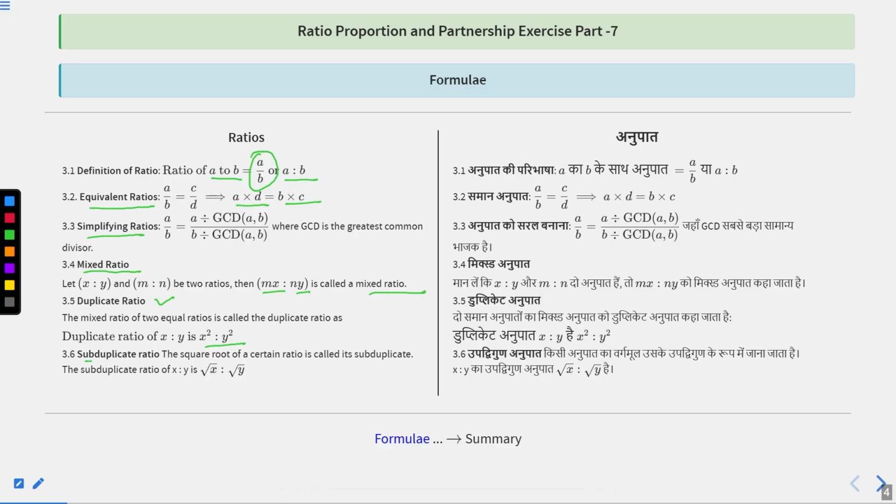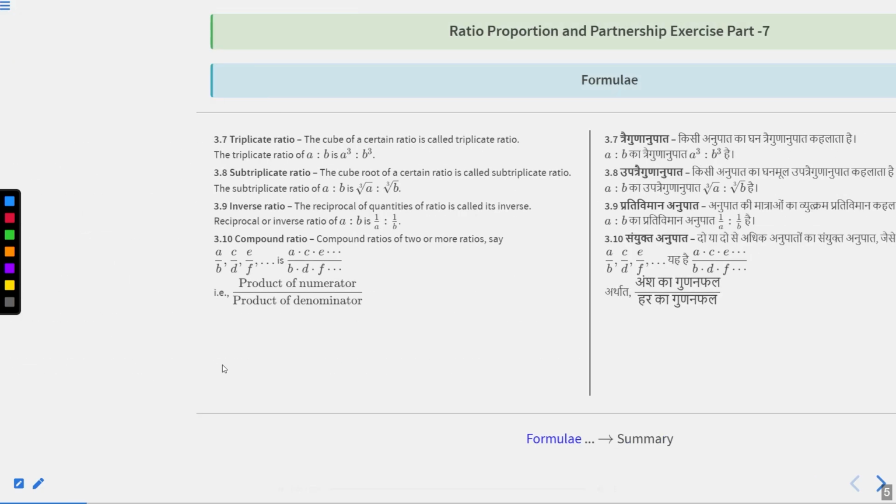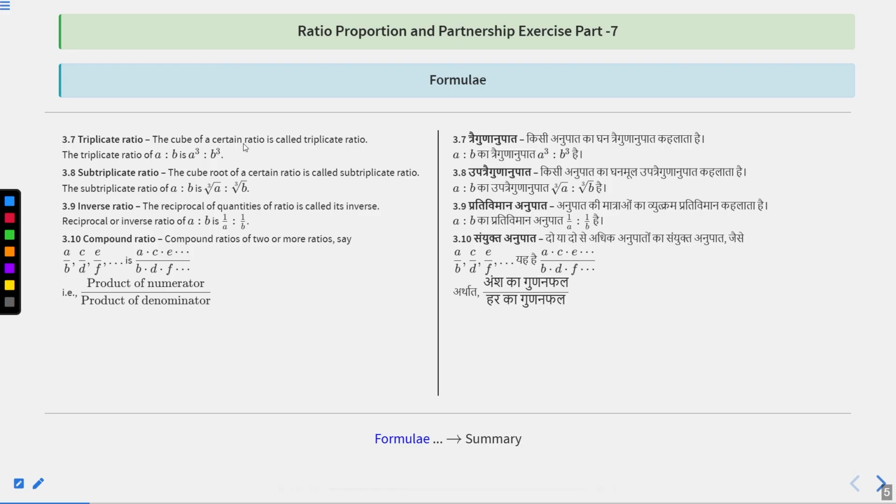In the same way, what is subduplicate ratio? The square root of a certain ratio is called subduplicate ratio. So if the ratio is given X ratio Y, then the subduplicate ratio will be under root X ratio under root Y. Next one, triplicate ratio. The cube of a certain ratio is called triplicate ratio. So if the ratio is given A ratio B, then triplicate ratio will be A cube ratio B cube. In the same way, the cube root of a certain ratio is called subtriplicate ratio. So if the ratio is A ratio B, then cube root of A ratio cube root of B is subtriplicate ratio.